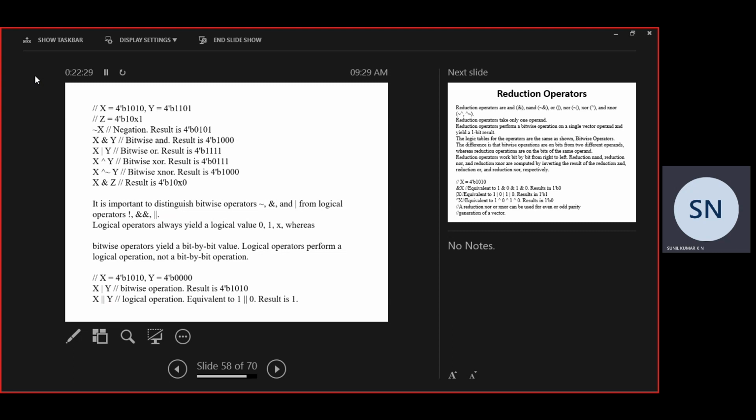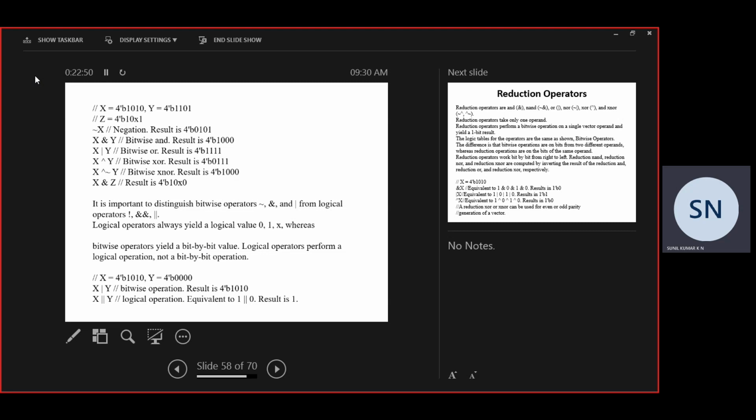So X and Y are given as 1011 and 11. First is the negation of X. For all the bit positions it is going to perform one-bit negation, giving 1010. So where have we used this negation operator? In your lab program, where have we used this negation?